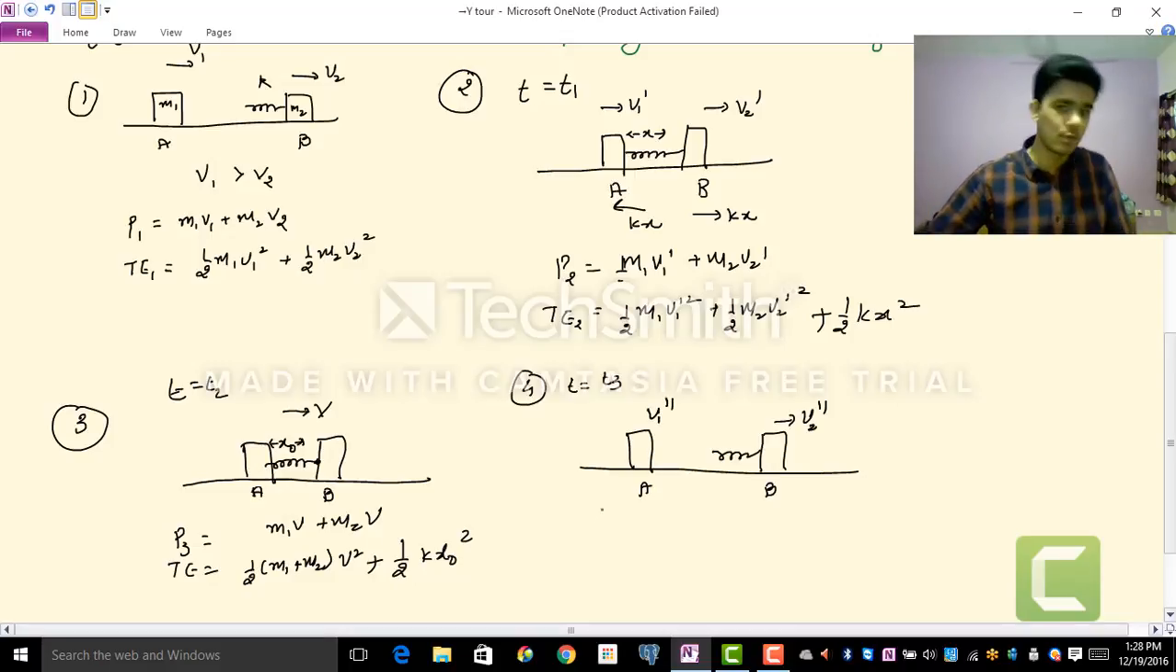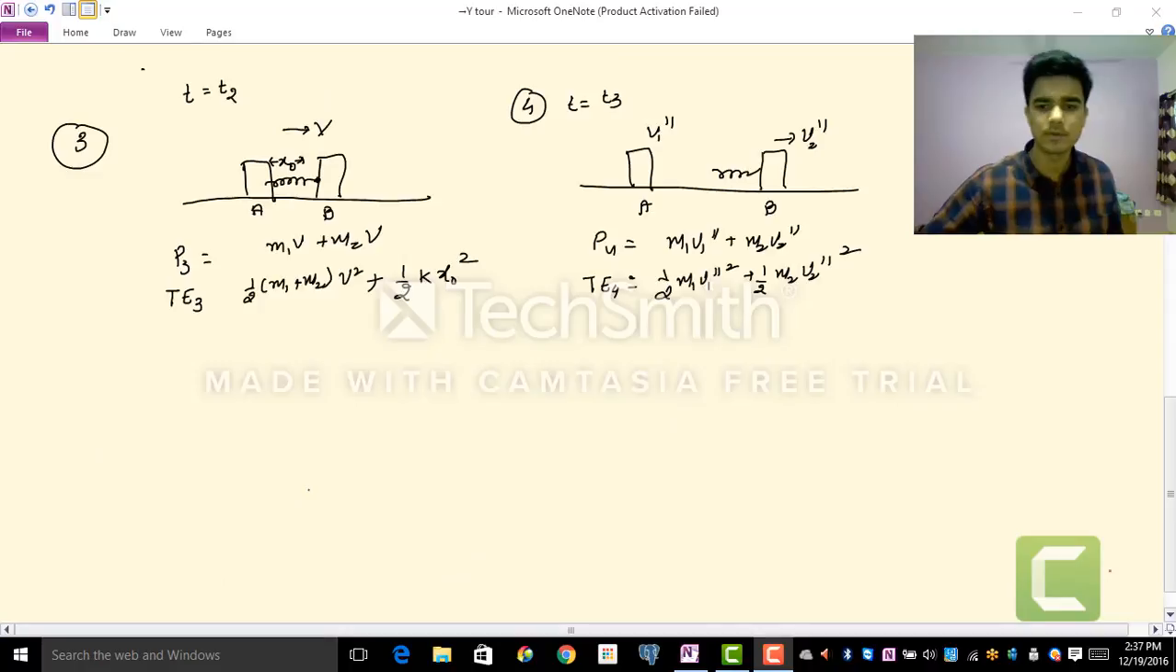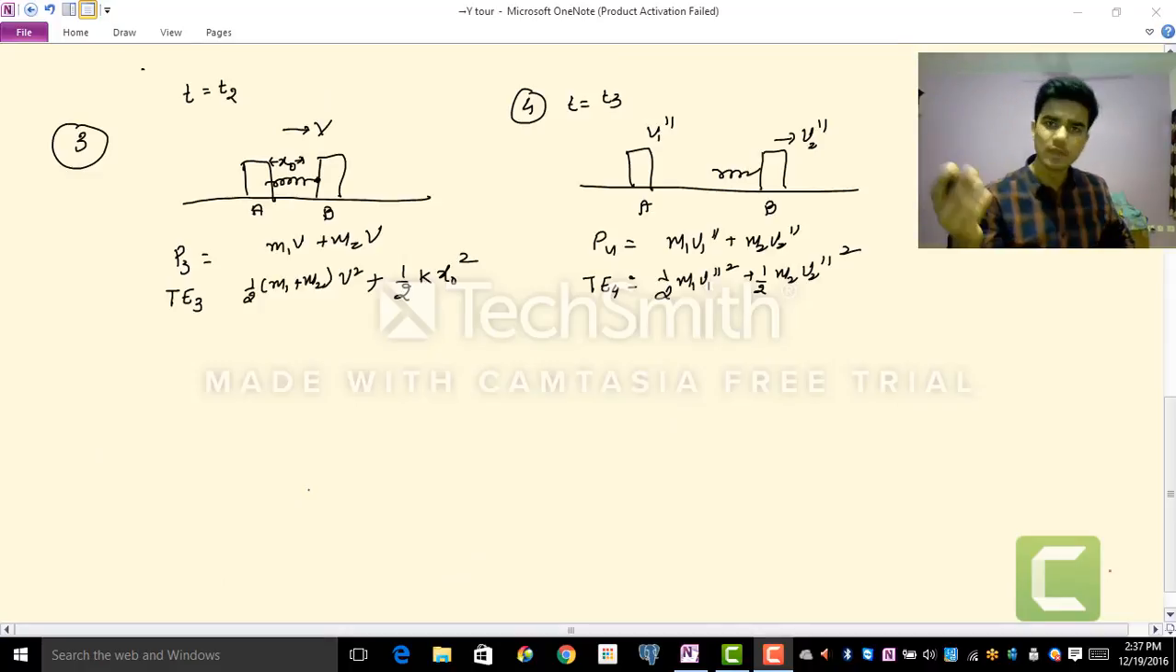And again, you would want me to write down the total momentum of the system, which will be m1 v1 double dash plus m2 v2 double dash, and then the total energy will be half m1 v1 double dash square plus half m2 v2 double dash square. So I should be able to give you some conclusive answers, right, as to what sort of collision it is.